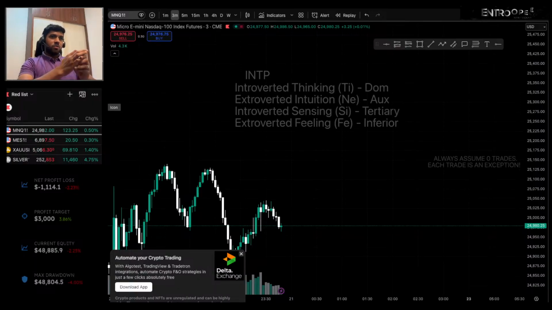But the problem with this is NE is something that's largely driven by your stimulation. When you get a lot of ideas, the problem is you tend to go off roads. Sometimes, when you don't involve your TI that much, NE can go into overdrive, just going behind a lot of novelty and ideas instead of executing in the markets.